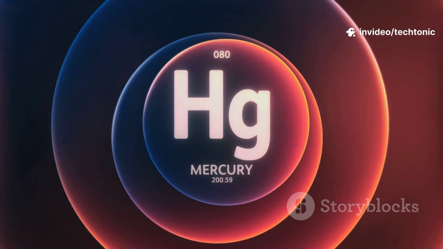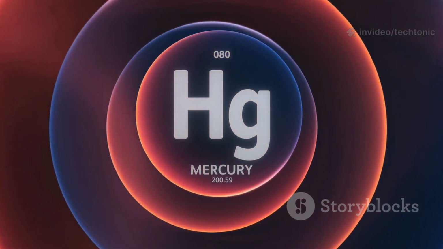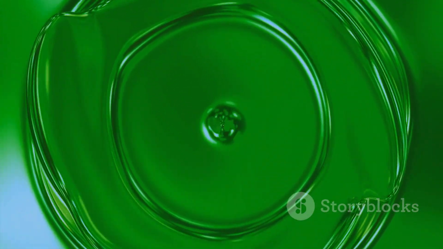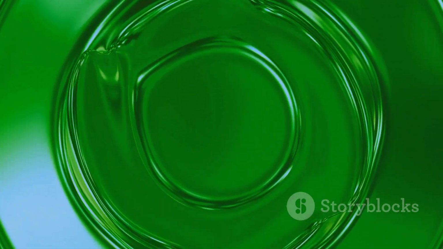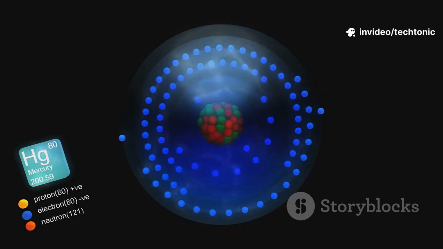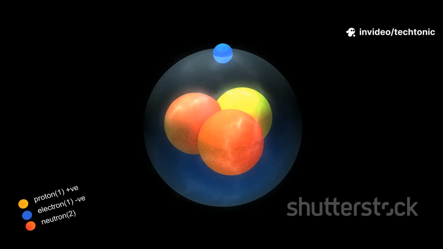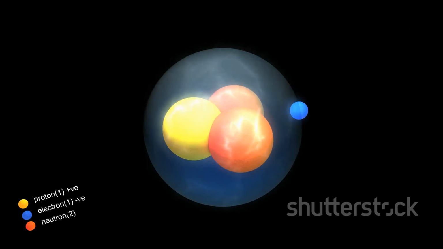Mercury, however, has a full outer shell, making its atoms reluctant to share electrons. This results in weak metallic bonds, just strong enough to keep mercury from becoming a gas, but not enough to make it solid. Mercury's heavy atoms also experience relativistic effects. Their electrons move so fast, they're pulled closer to the nucleus, making them even less available for bonding.